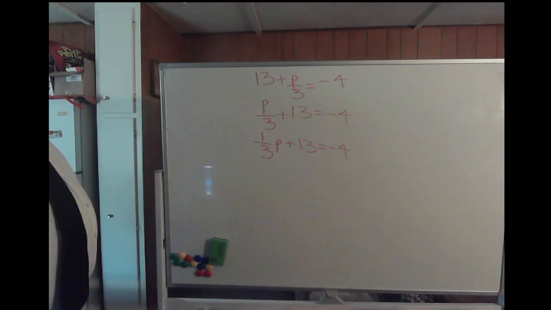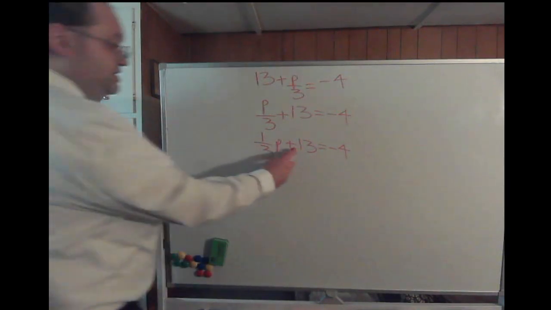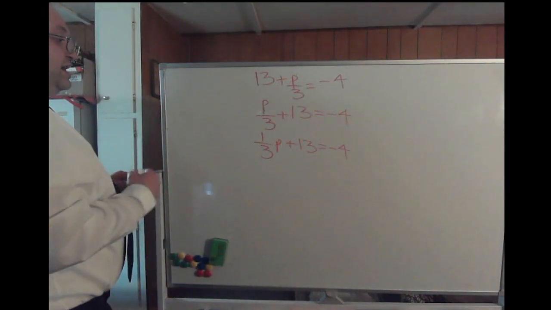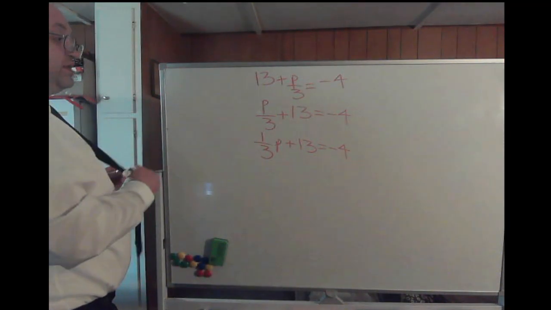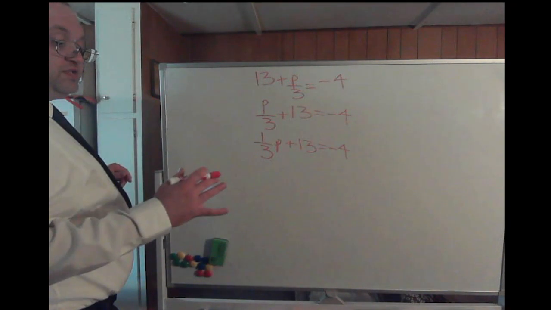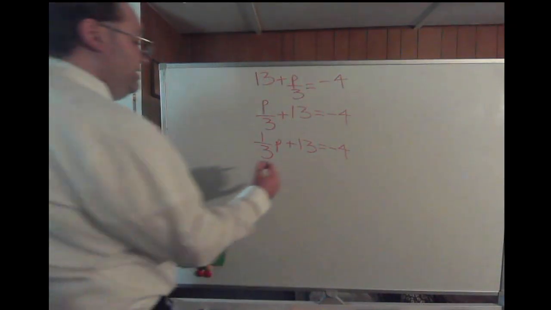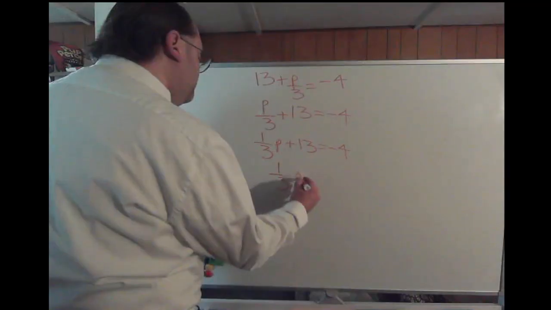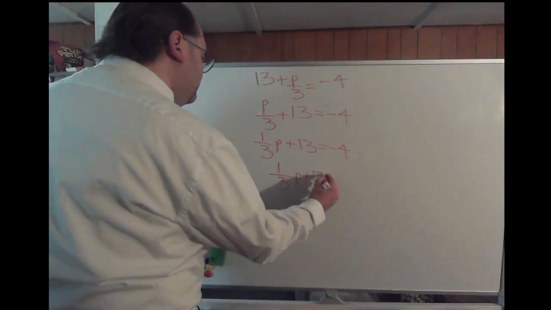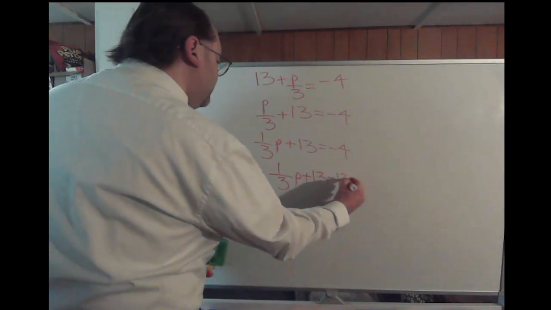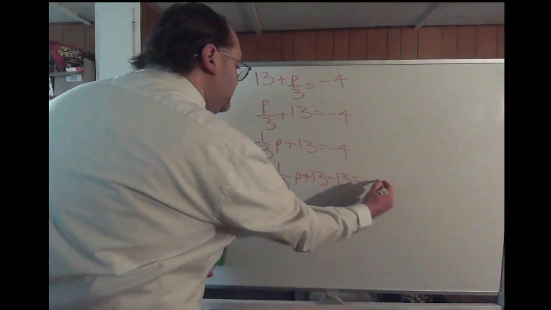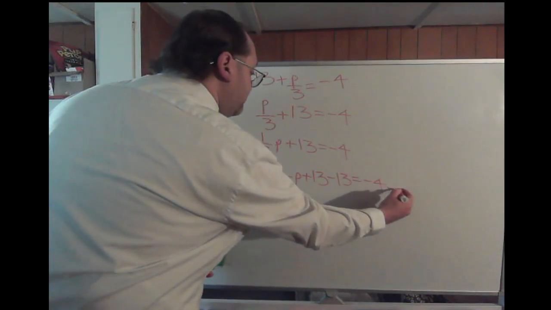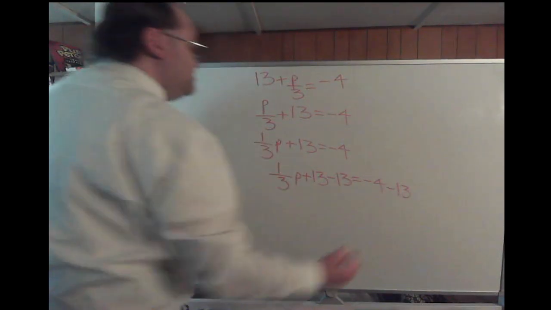Now the next goal is to get that 1/3 p by itself. Well, we have plus 13 here on the left side. In order to get the 1/3 p by itself, we need to minus 13 to get rid of it. So next you'll have 1/3 p plus 13 minus 13 is equal to -4, but you got to do it to the right side since you did it to the left.